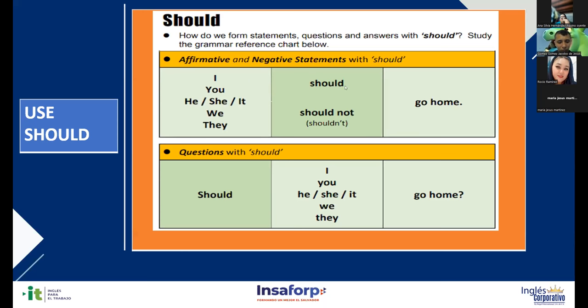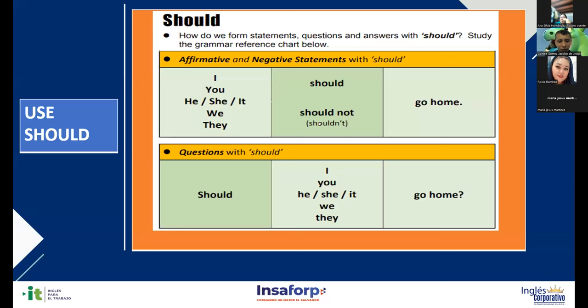Giving advice. When you say I should go home, you use should before the verb. Okay, I should go home. She should go home. No difference with the personal pronouns, with the subject. You use should with all of them: I, you, she, he, it, we, they, should.